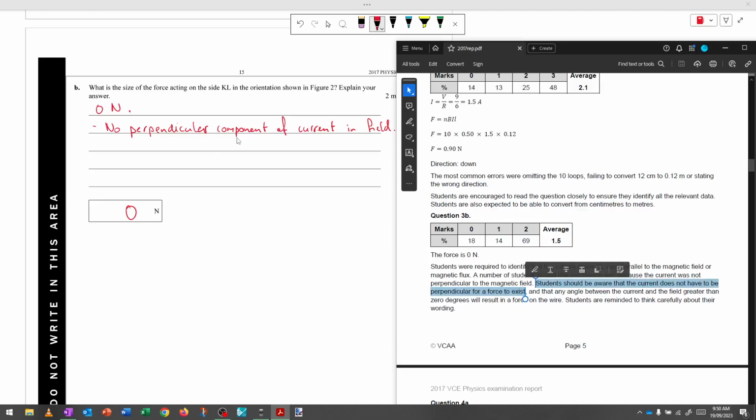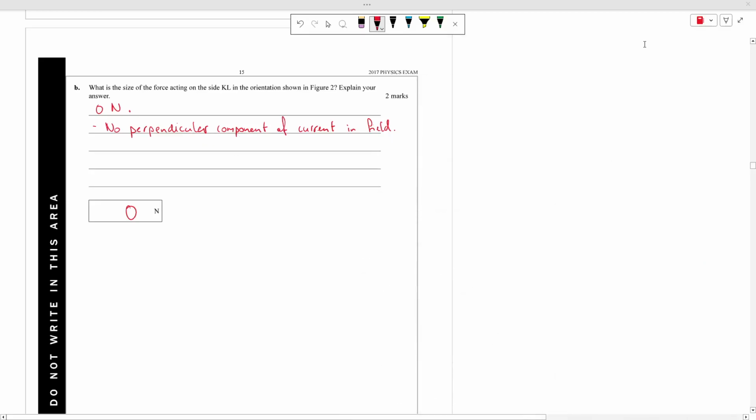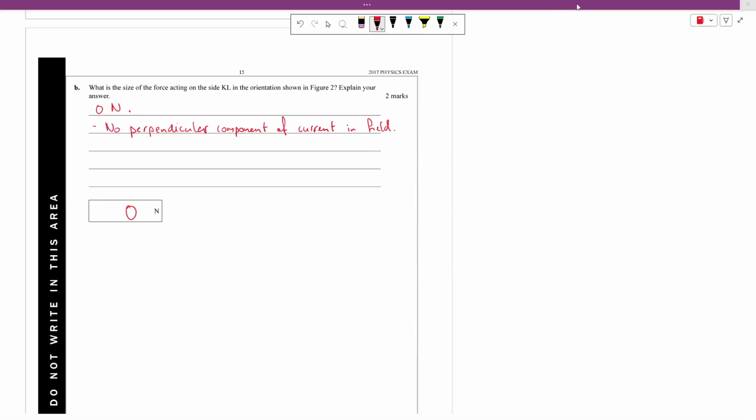does not apply to what I've written. My wording is basically saying it's parallel. I just haven't said the word parallel. I just said there is no perpendicular component. So I'm pretty sure that would get you the mark, if they were being honest with how they mark things. But yeah, if it's parallel, there's no perpendicular component, therefore there's no force.